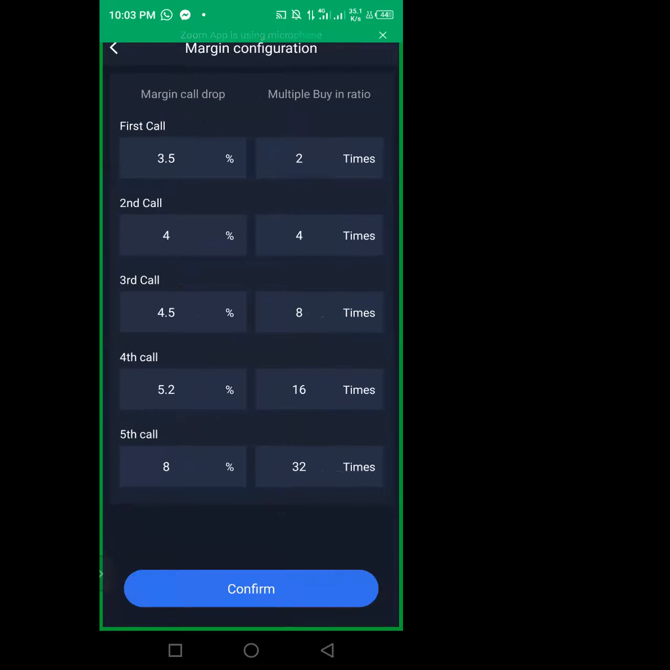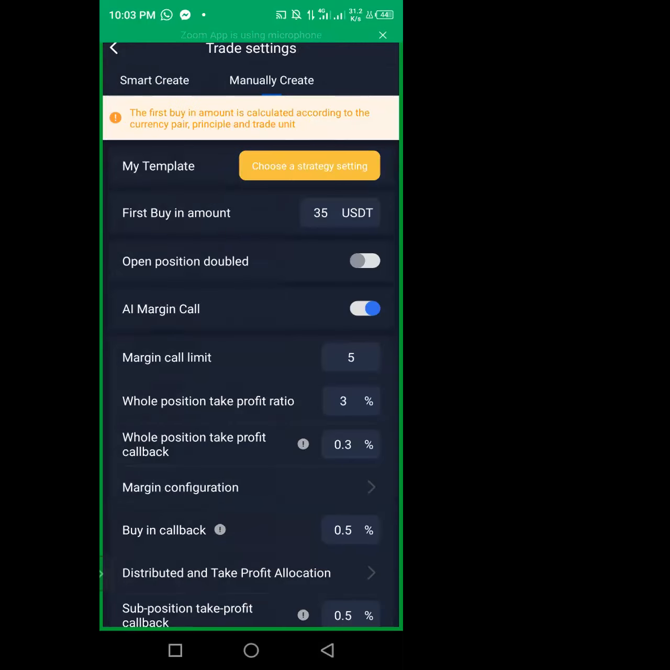Yeah, what it means is that the robot will buy it times 2. That's what you just explained now. The first buy times 2. So how much will the robot use from my exchange? It will use $70.